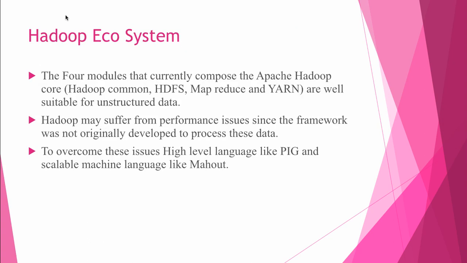Okay, what is the Hadoop ecosystem? MapReduce is not suitable for all problems solving large data sets. The four modules that currently compose the Apache Hadoop core are Hadoop Common, HDFS, MapReduce, and Yarn, and they are well suited for unstructured data. However, when processing common old-fashioned structured data, Hadoop may suffer from performance issues since the framework was not originally developed to process these data.